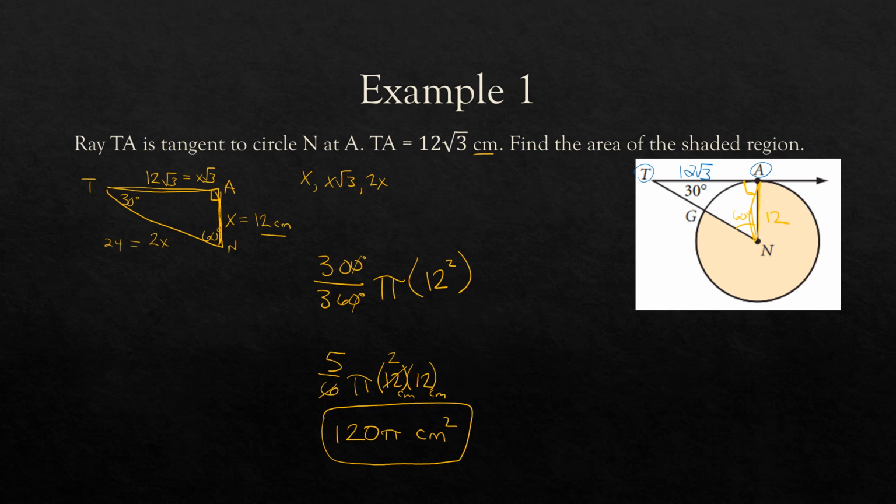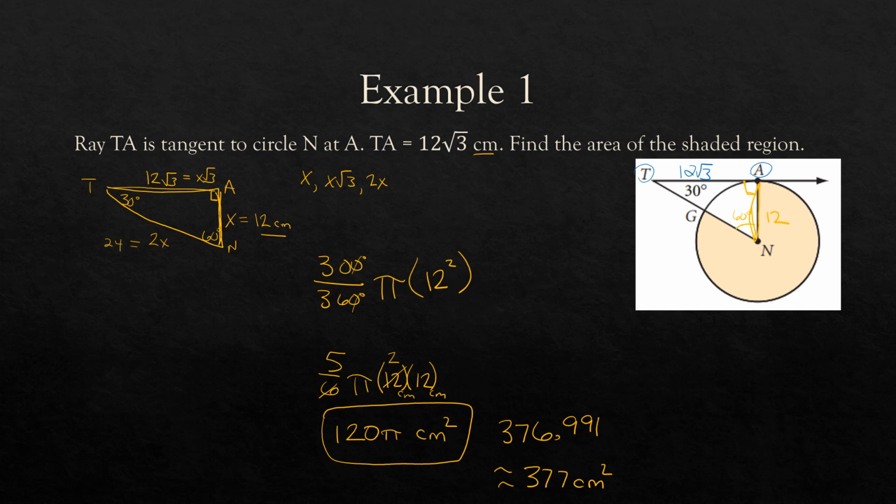If I want to put it into my calculator and do 120 times 3.14159, I would get 376.991, or approximately 377 centimeters squared as the area of that shaded region.